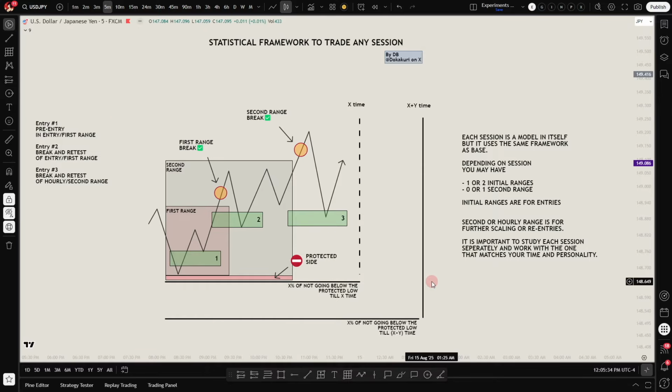In the whole framework, a break of range refers to a 5-minute candle close above the range. This is explained in depth in a previous video, so make sure to watch that.